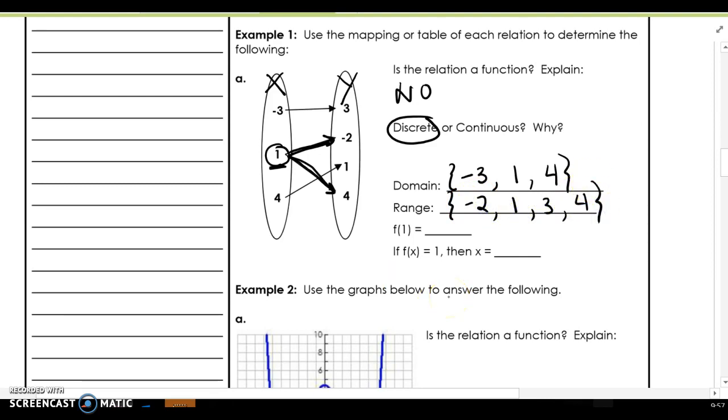f of 1 means when x is 1, what is y? Well, when we look up here and we have an x value of 1, the y values are -2 and 4. When x is 1. However, when f of x is 1, another way to say that is when y is 1. So when is y 1? Look at the y column. When is y 1? When the x value is 4. So f of 4 is 1. So the x value is 4 when the y value is 1.